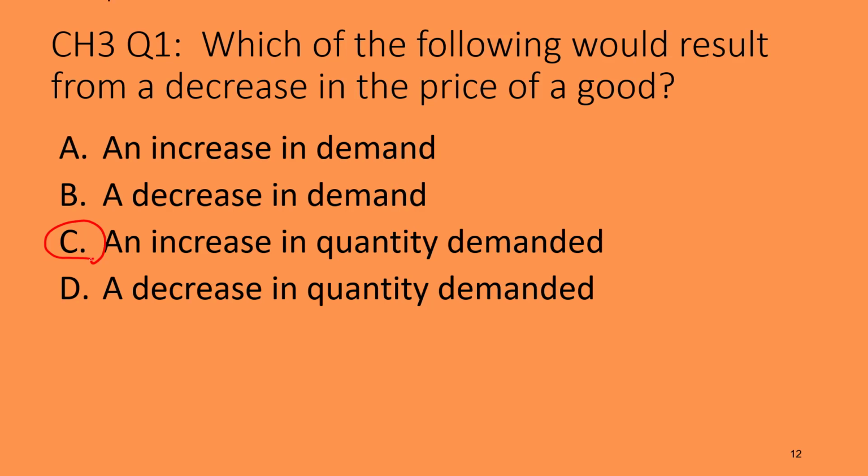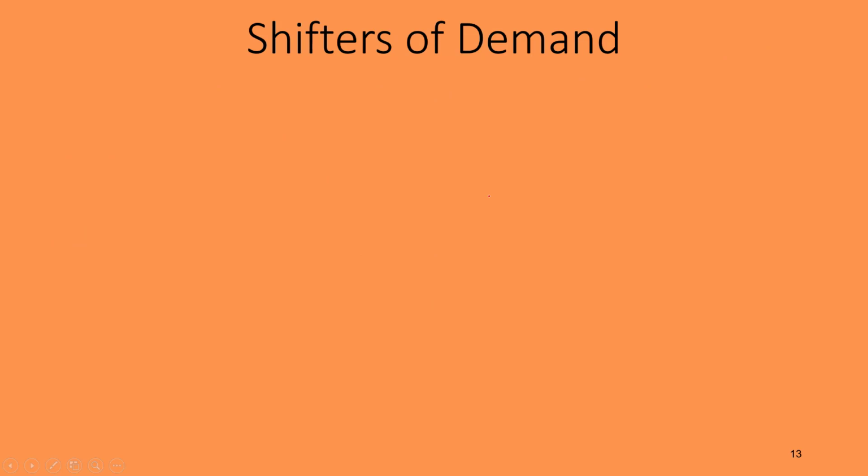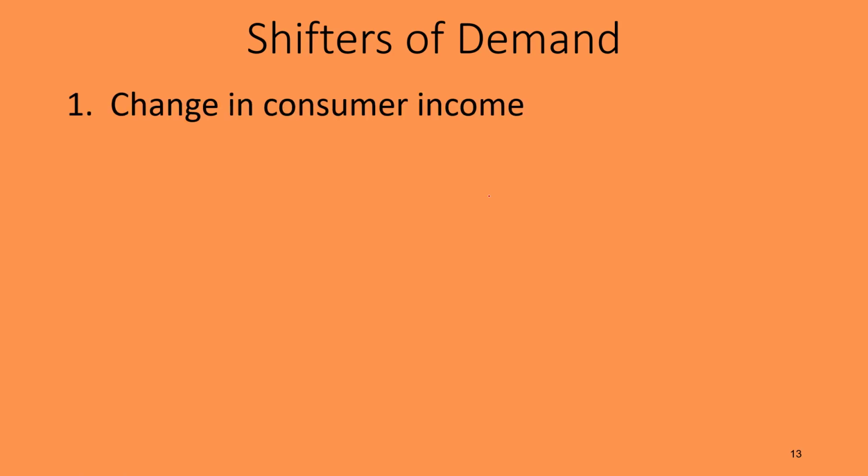Now the real question is, well, what's going to shift demand? What's going to cause that demand curve to shift to the left or the right? What are those changes in demand? So let's go through a list of shifters of demand, starting with the first thing in our list, and that is a change in consumer income. As you might imagine, having more or less money could affect how much you buy of something, even if the price of that thing doesn't change.